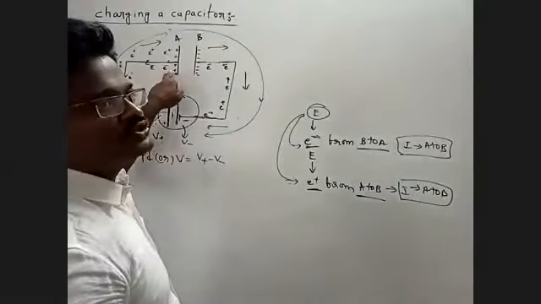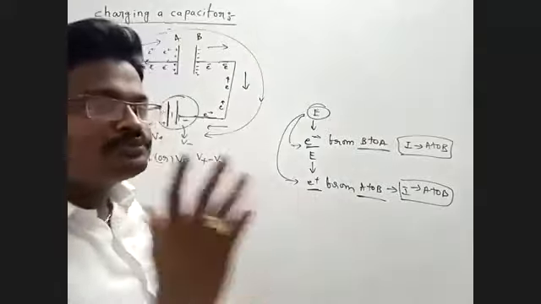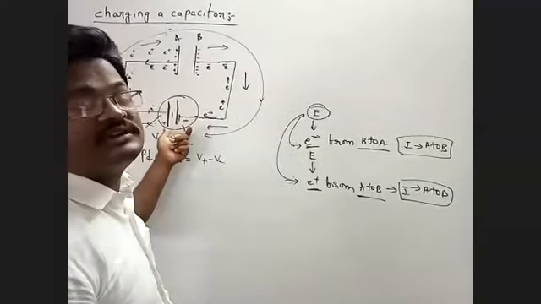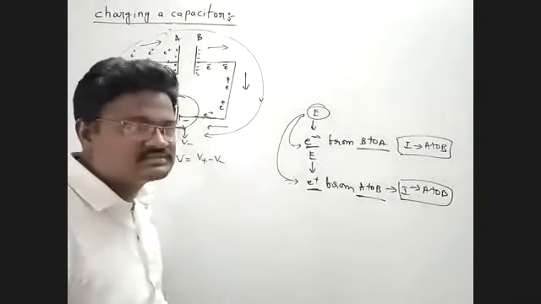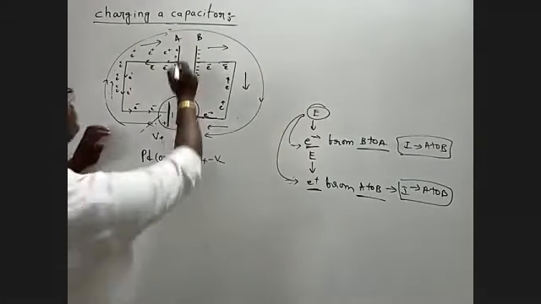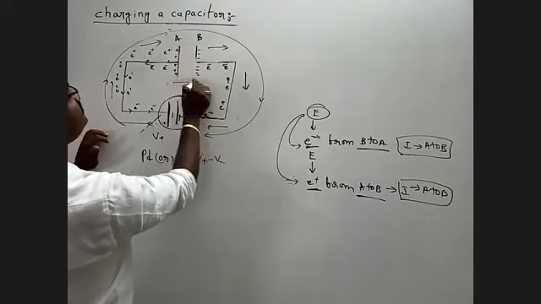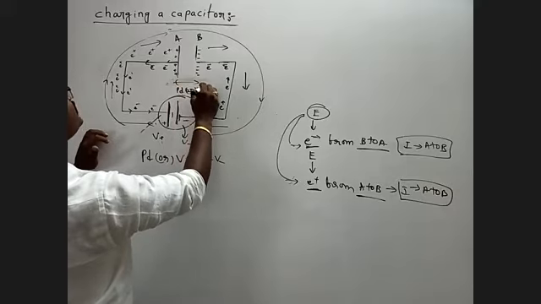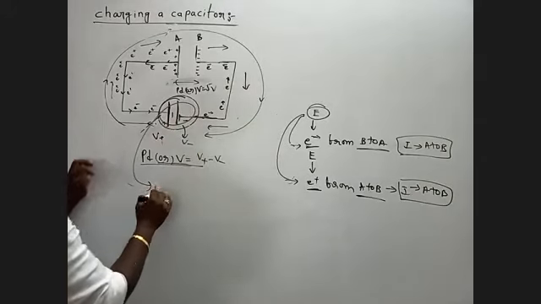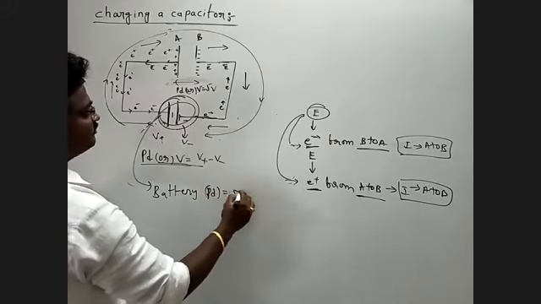Here, the positive charge on plate A and the negative charge on plate B keep increasing until the potential difference across the plates equals the potential difference of the battery. When both are equal, what will happen? Suppose the battery's potential difference is, for example, 5 volts.